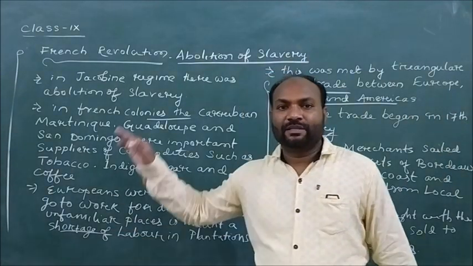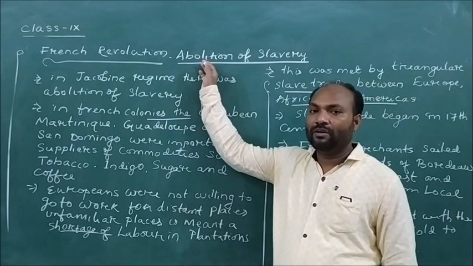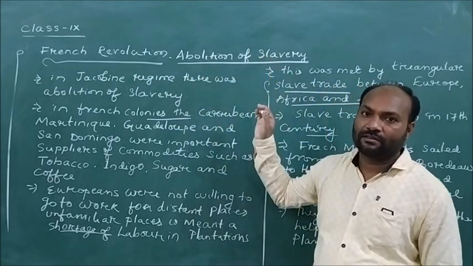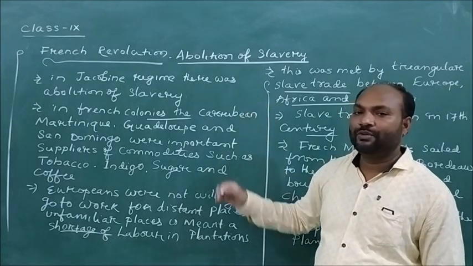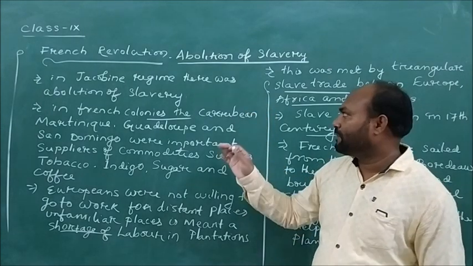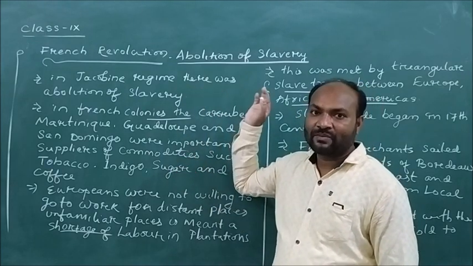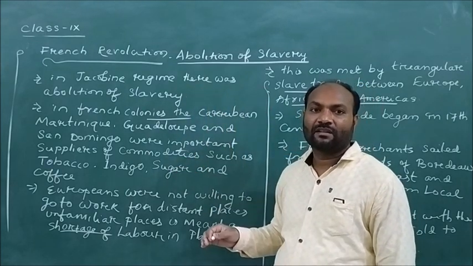Hello children, today we shall talk about the abolition of slavery in France. So dear children, during the Jacobin government, we see that the abolition of slavery happened.